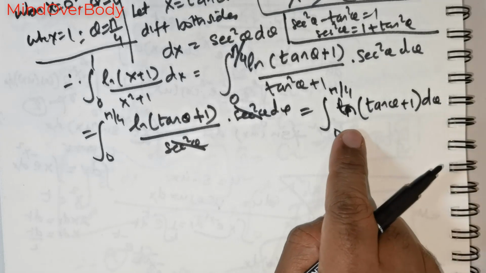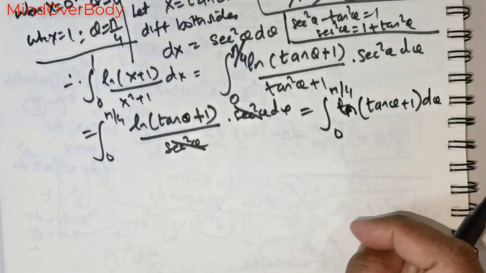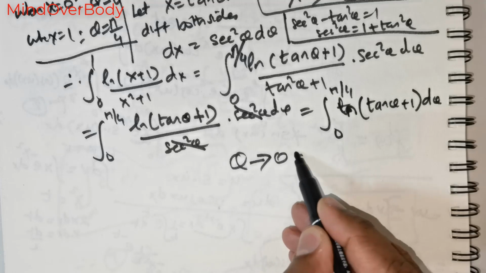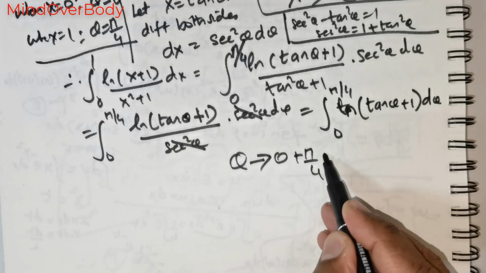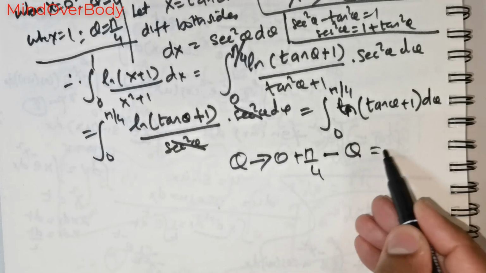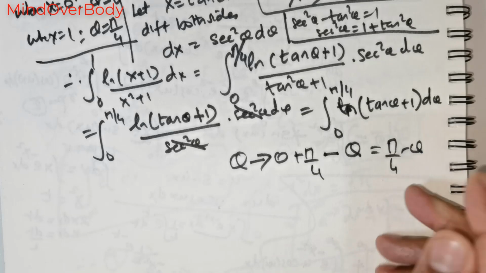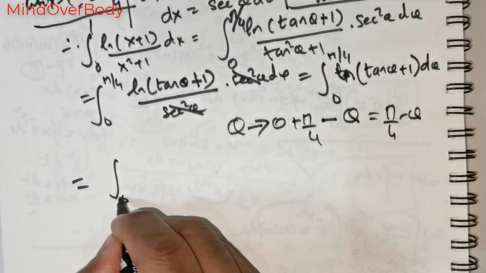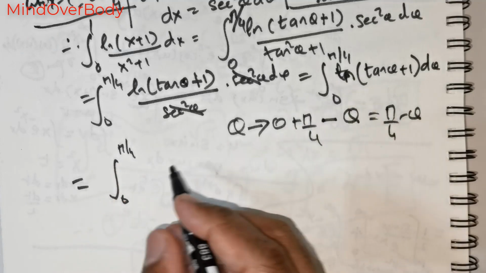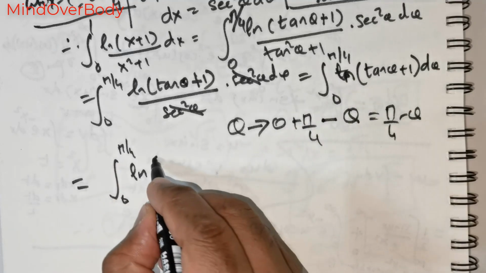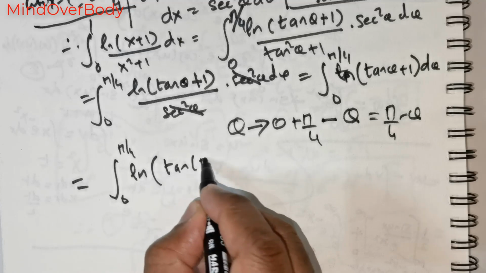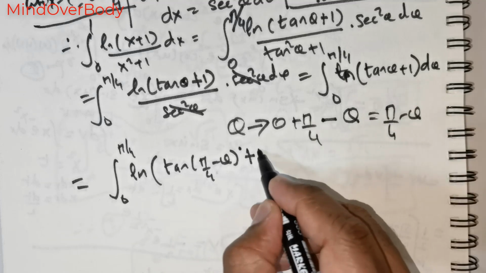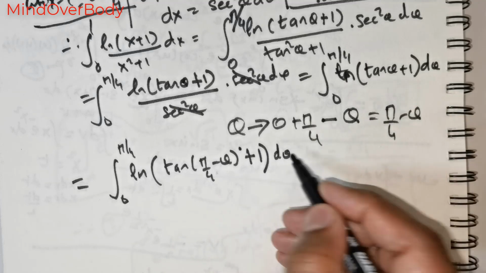So over here this is nothing but my f of x. So what I wish to do, I would like to replace theta by 0 + pi over 4 - theta, which is nothing but pi over 4 - theta. So let me do that. So this is equal to, by King's property, integral 0 to pi over 4, the limits will not get changed, ln of (tan of (pi over 4 - theta) + 1) times d theta.